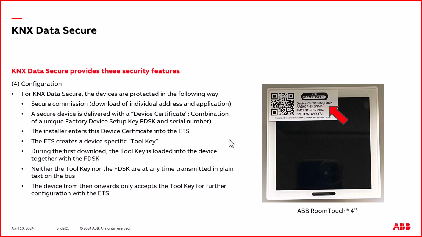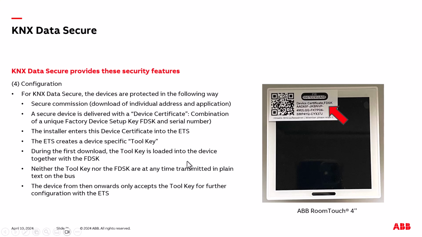Then when we do the first download, this tool key is downloaded together with this factory default setup key into the device. And the device checks, yes, this is my FDS key, which I got in the factory, and it's the same as I got here, encrypted with my new tool key. And after the first download, this factory default setup key is never used.